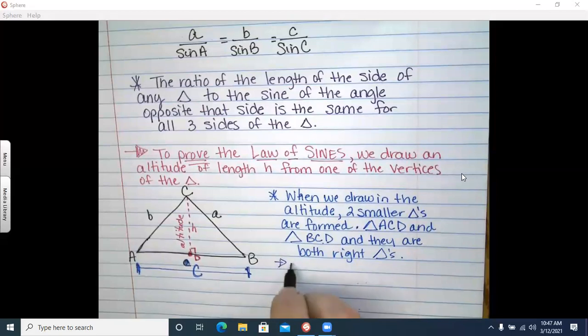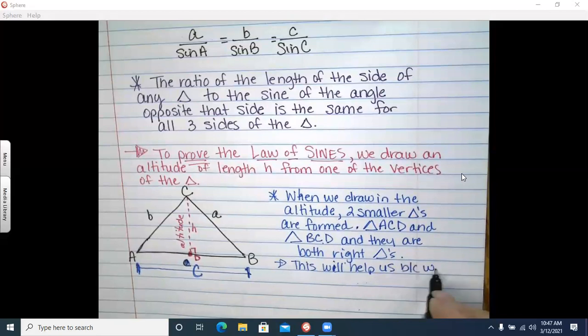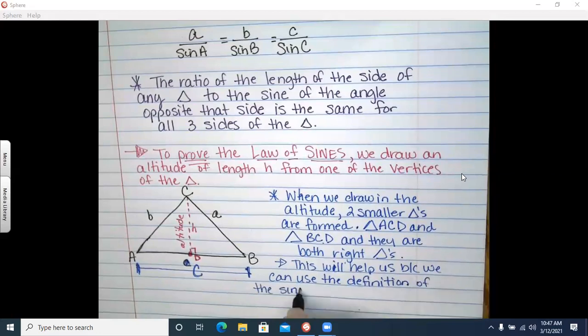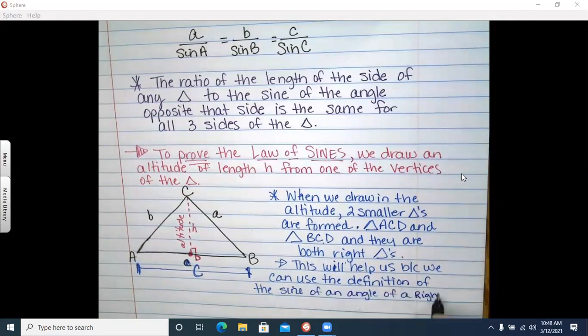This will help us because we can use the definition of the sine of an angle of a right triangle.